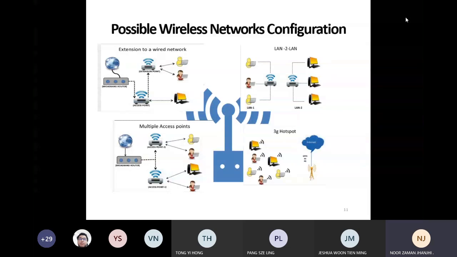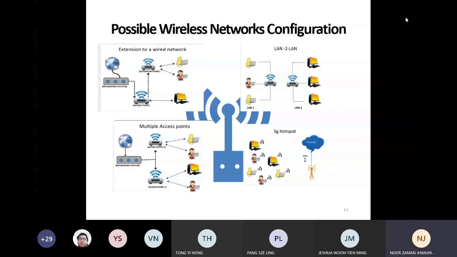Now the possible wireless network configurations could be more, but these are the most important ones that we see in how we configure them. Number one is extension to a wired network. If you remember, we just discussed that a wireless network is actually not completely wireless, but at the back end, the backbone is wire. That's why we call it extension to a wired network.